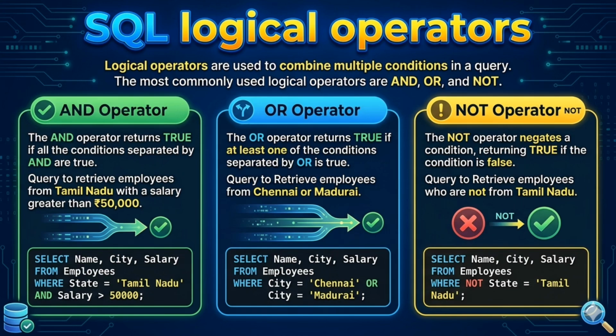Finally, let's look at the NOT operator. This operator is unique because it negates or reverses a condition. It returns true if the main condition evaluates to false.